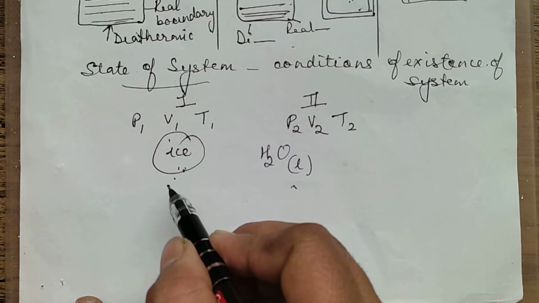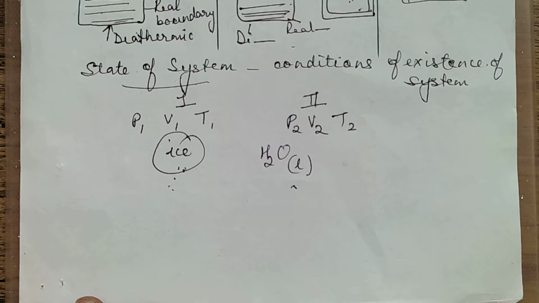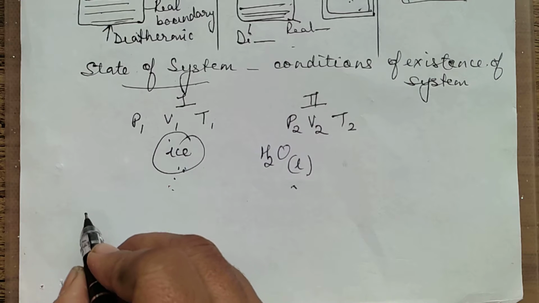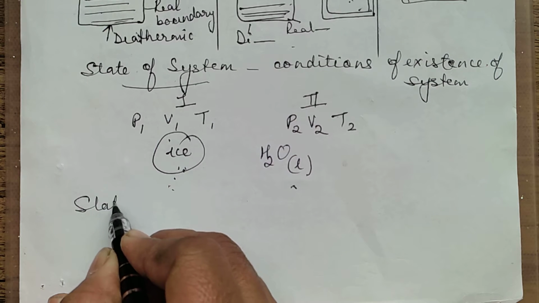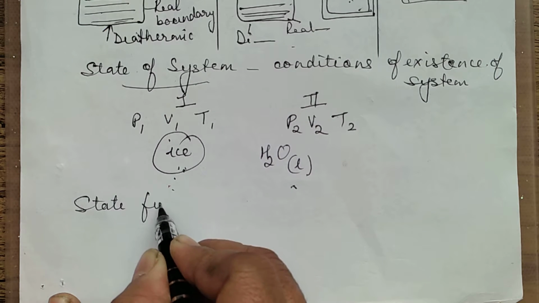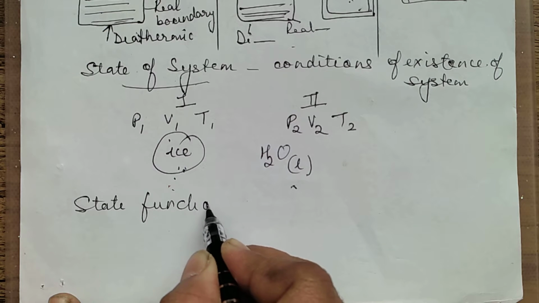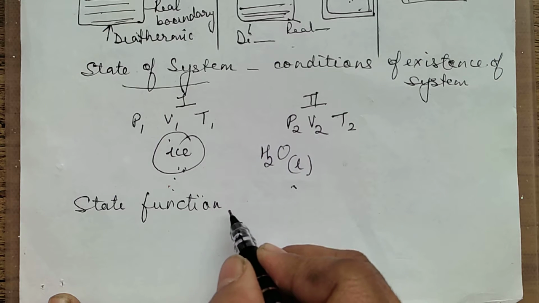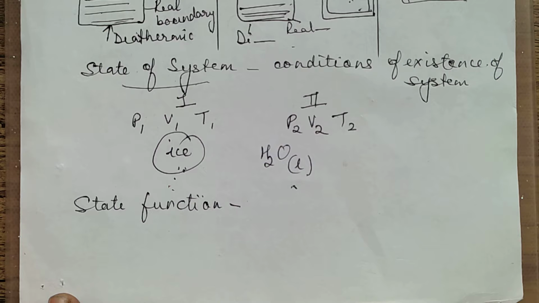This may be considered to be the initial state. This may be the final state. Right. There is another very important term, that is state function. State function, which is also referred to as state variable, state parameters.